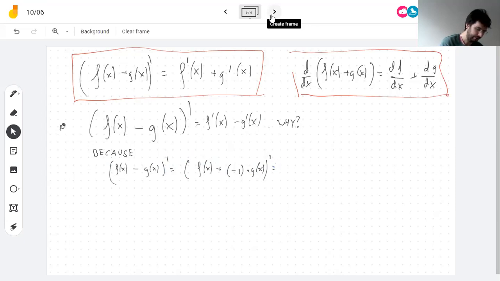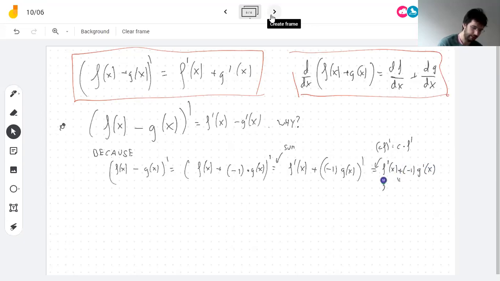And now, by the fact that the derivative of the sum is the sum of the derivatives, I can split this sum into two derivatives. And now, by the fact that the derivative of a constant multiple, negative 1 is a constant, the negative 1 can come out of the derivative, I get negative 1 times g prime, and then this gives me f prime minus g prime.